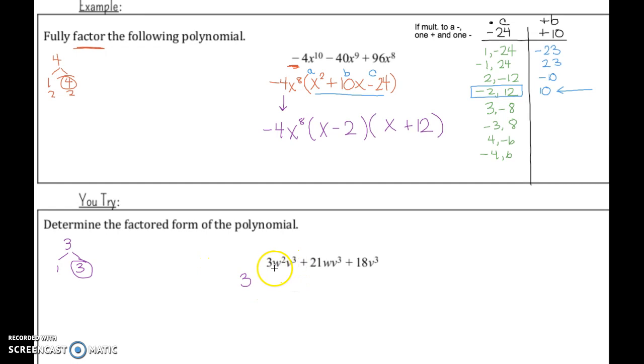Then I'm going to look at the W's. So I have 2 W's in the first one, 1 W in the second one, and no W's in the third. So I can't take any W's out. But now I'm going to look at the V's, and I have 3 V's here, 3 V's in the second, and 3 V's in the third. So I can pull out all 3.